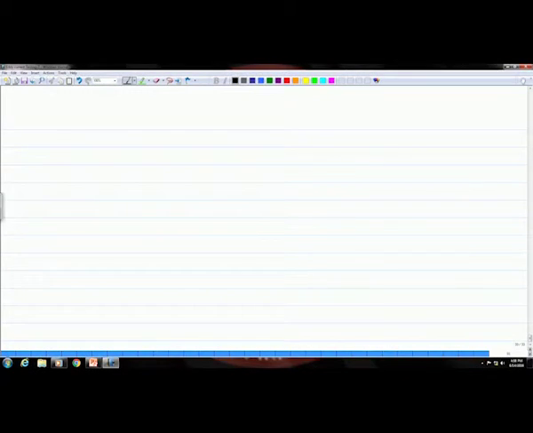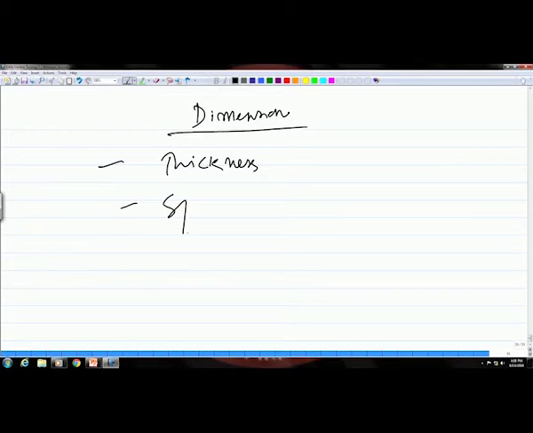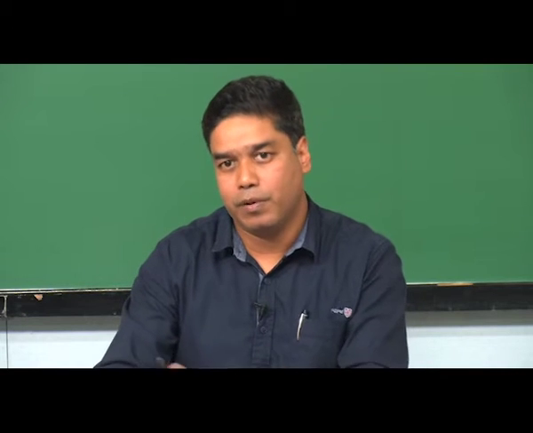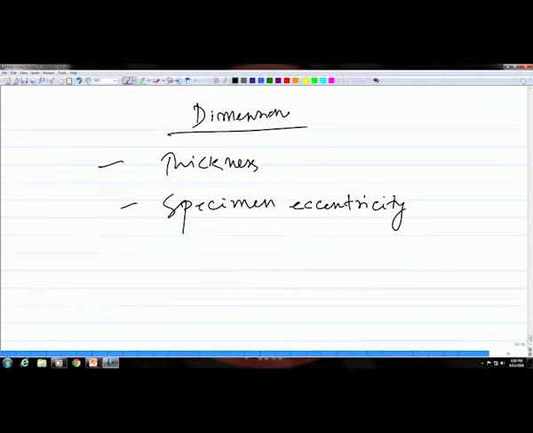Okay. Then related to the dimension of the part or the part geometry, there are certain aspects which can affect eddy current testing, like the thickness, the eccentricity of the specimen, that means when you have variation in the geometry from one part to another part on the surface, that could affect it.